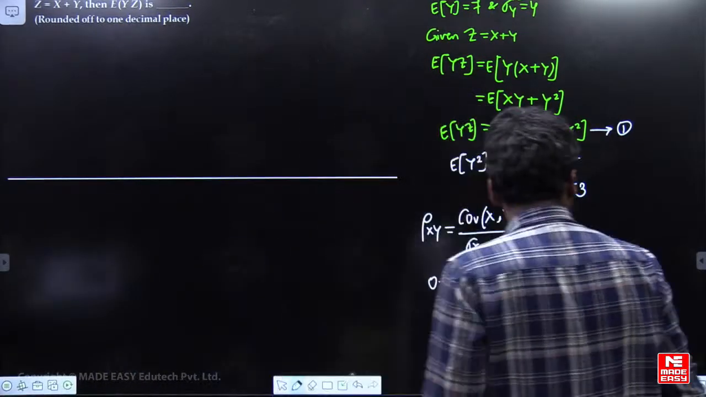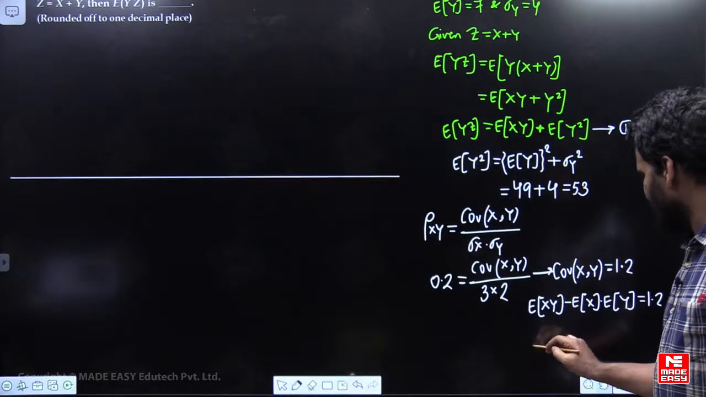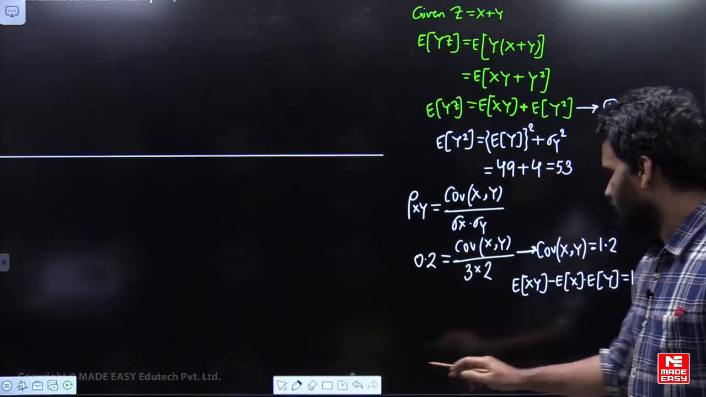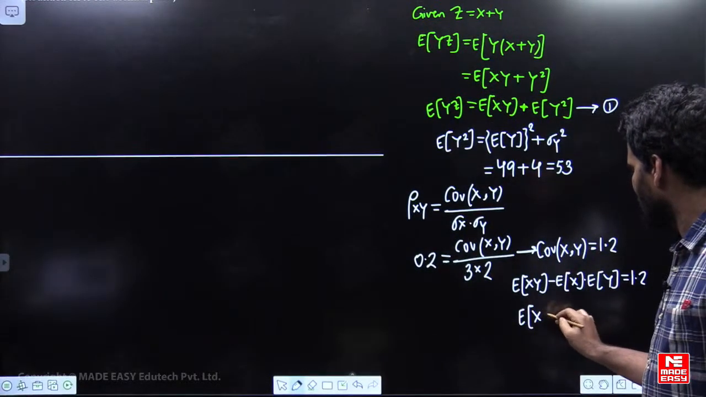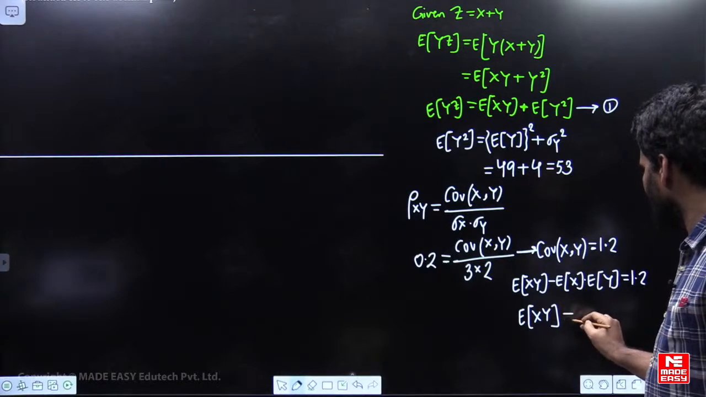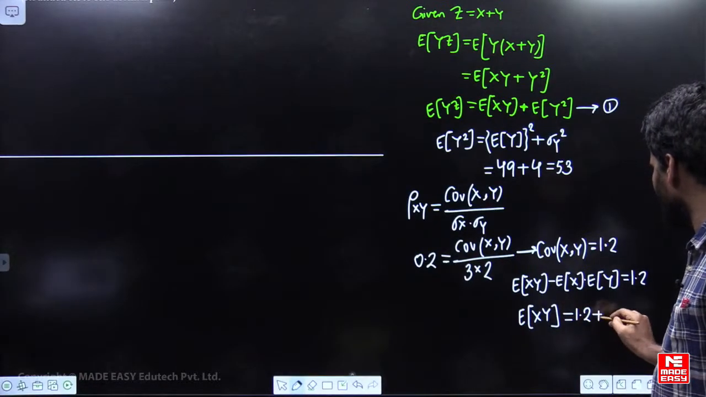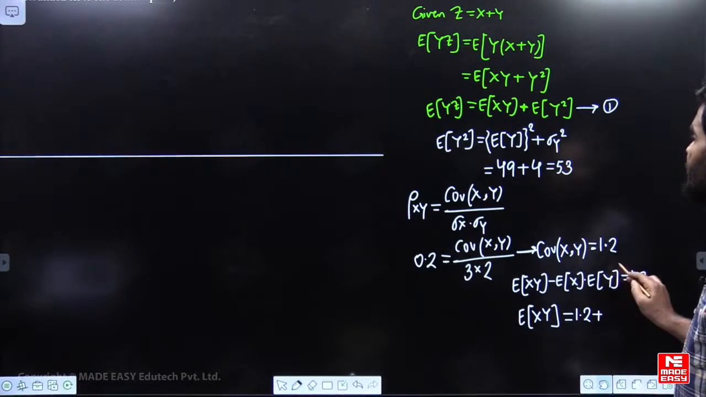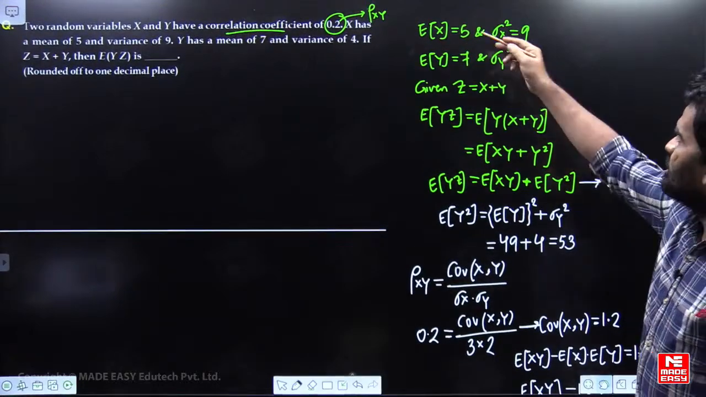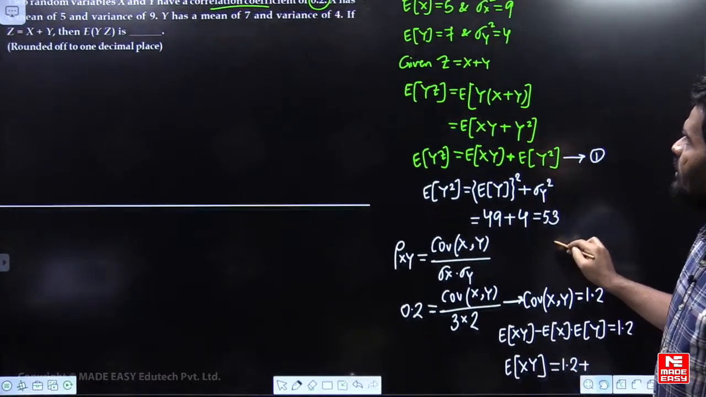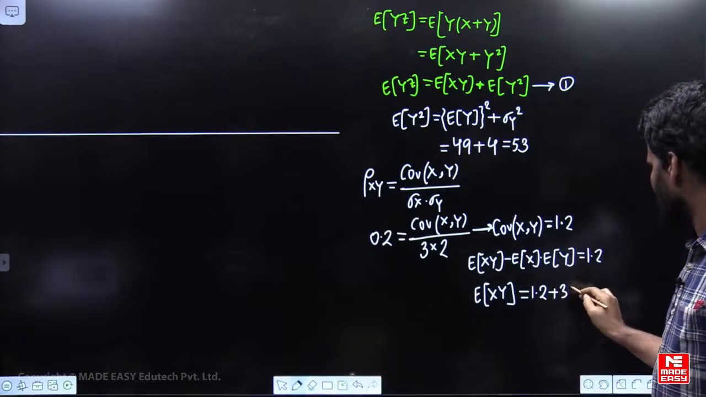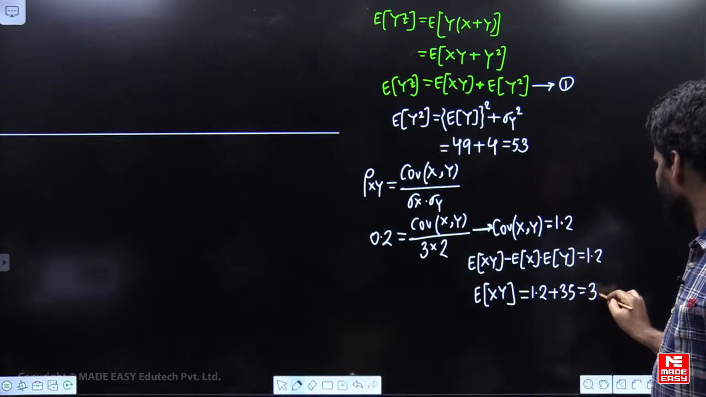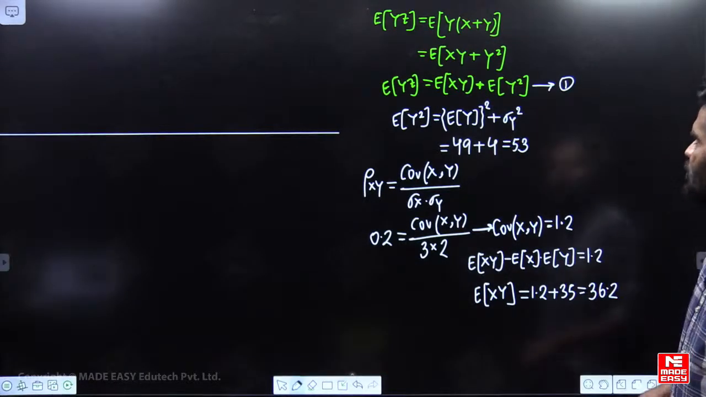So expectation of xy is what we need, equals 1.2 plus expectation of x into expectation of y. What is expectation of x into expectation of y? That is 5 times 7, that is 35. So this is 36.2 I can say.